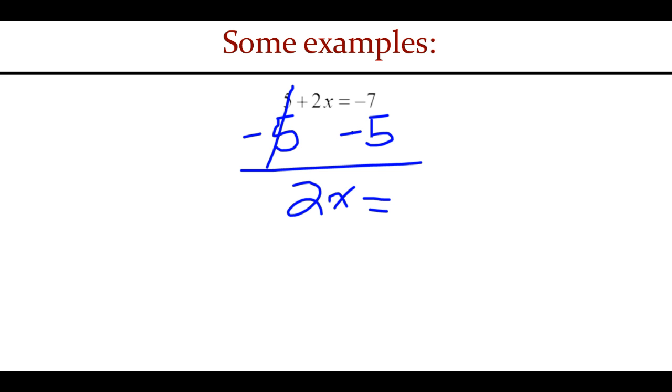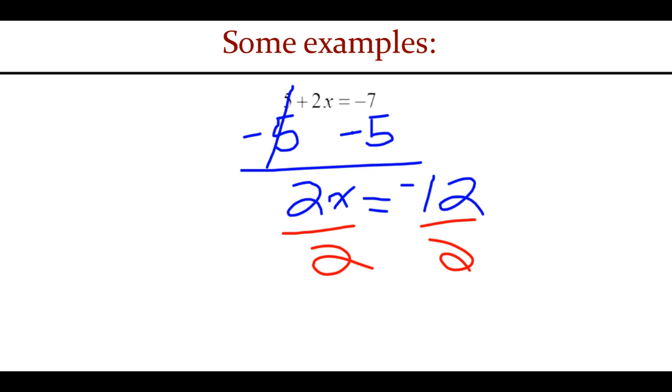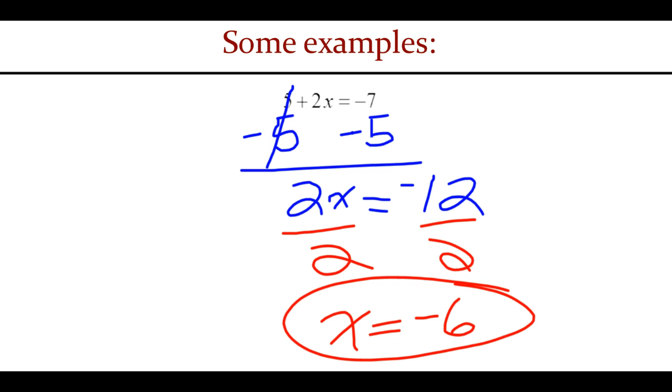-7 minus 5, the same as -7 plus -5, is -12. Divide both sides of this equation by 2 to get x is equal to -6. And so there we have our solution for the equation. We can double check by plugging it back into the original equation, but we'll find that we will get -7 is equal to -7 when we simplify it down. So the solution is x equals -6.